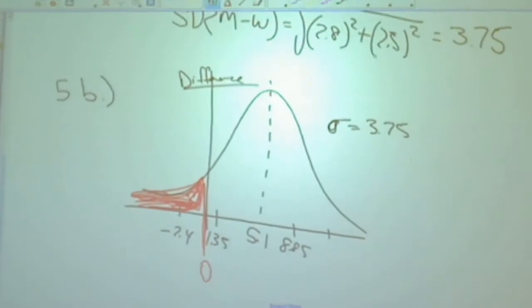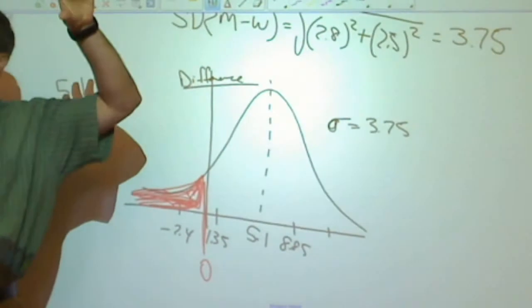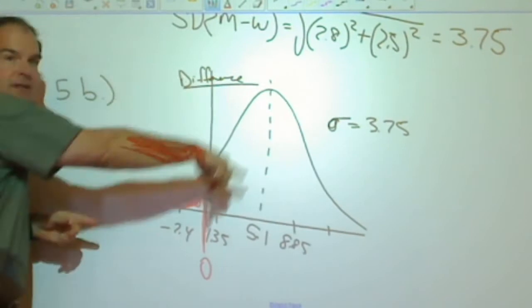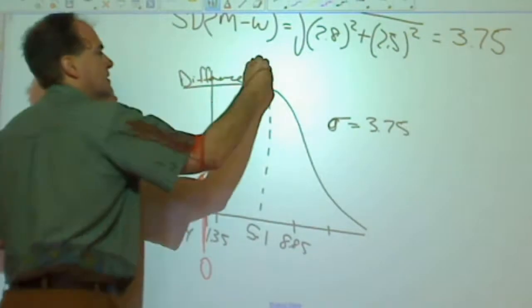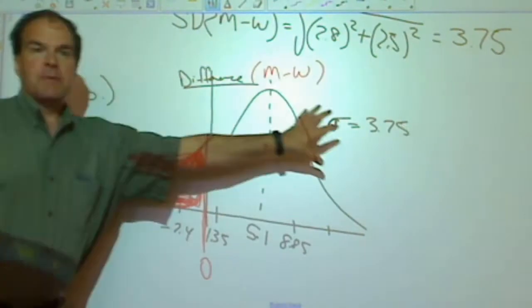Okay, is this making sense? So we had individual statistics for men and women. We created a new random variable, their difference. This is what this is meant to represent, the difference. This is men minus women. Okay, it ends up being normal.